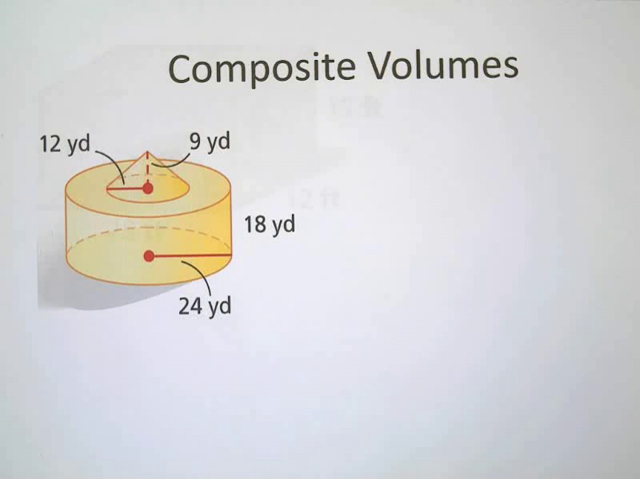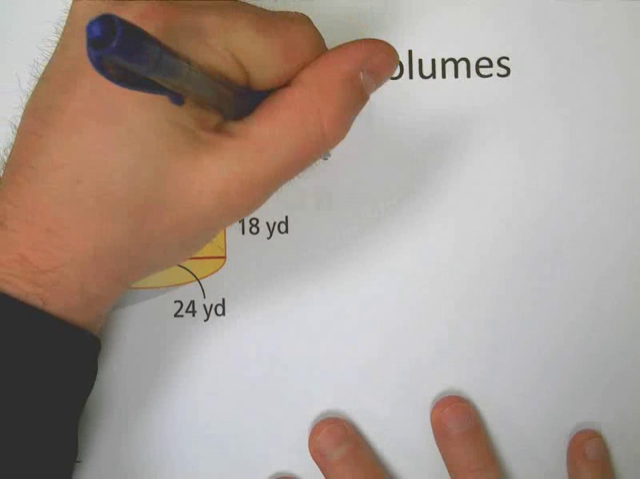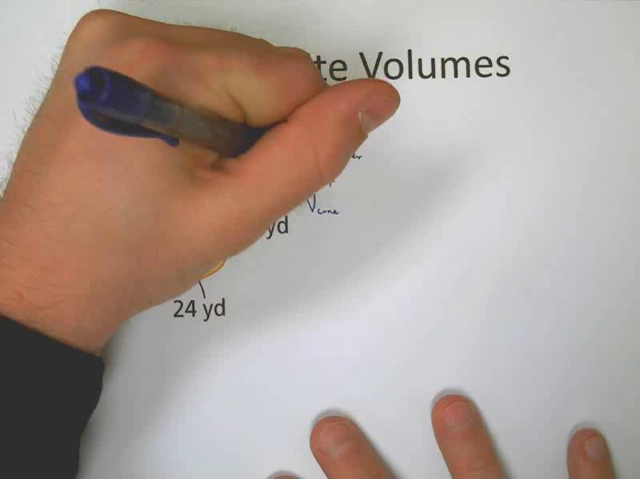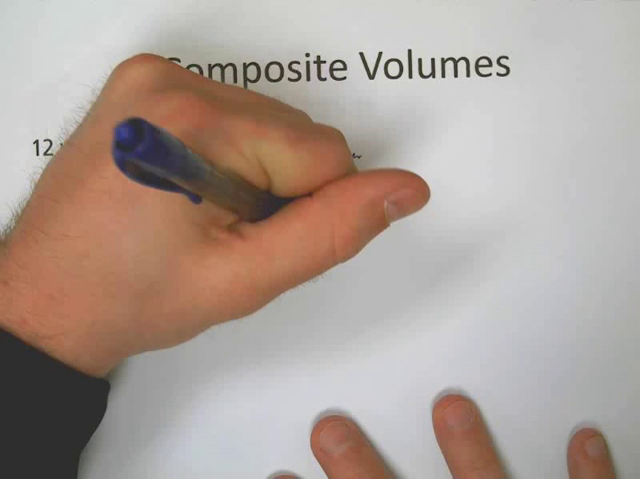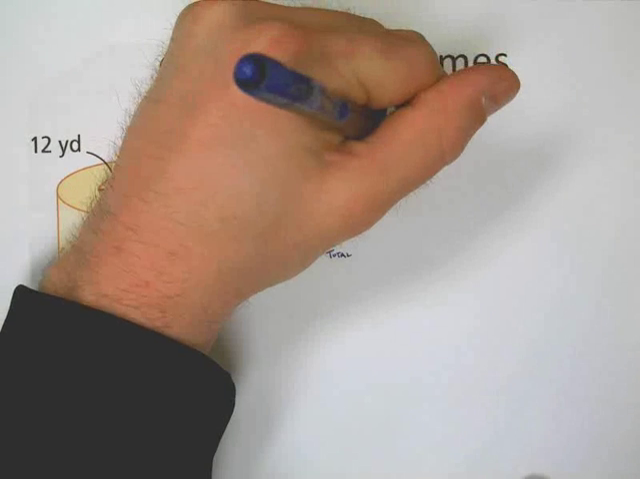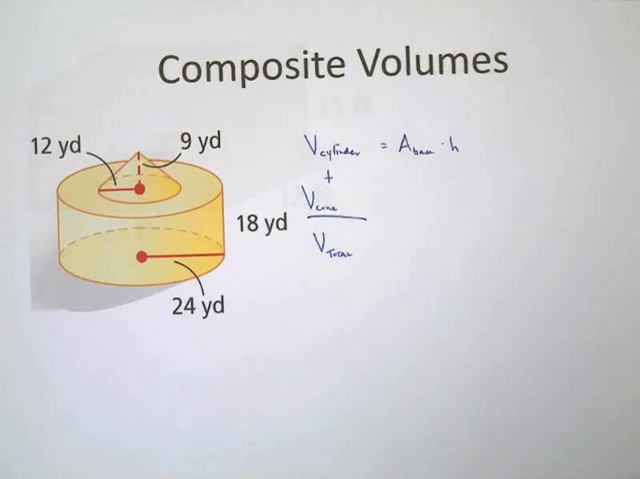So what I'm going to do here is first find the volume of the cylinder at the bottom, and then the volume of the cone. I'm going to add those values together, and that'll give me the total volume, right? That's the idea here. The volume of the cylinder is the area of the base times the height, right? So the area of the cylindrical base times the height of the cylinder is what I'm interested in.